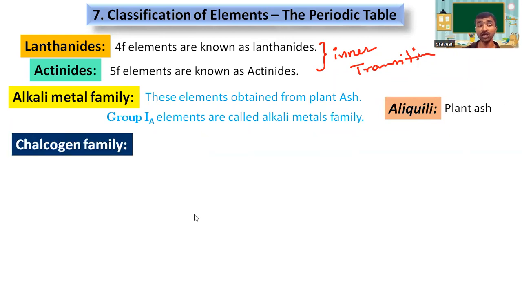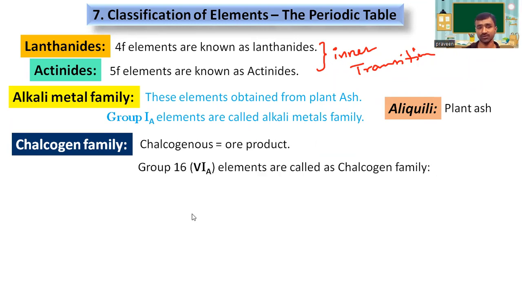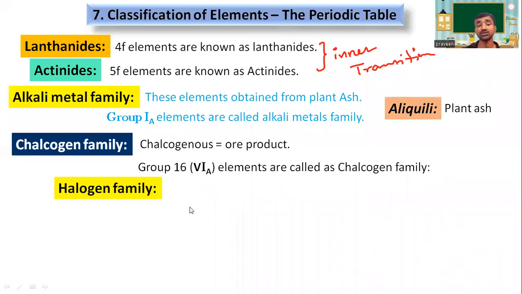Next, the chalcogen family. Here chalco means ore, right? Genus means produced, chalcogenous. The 16th group elements are called the chalcogen family. The 6A or 16th group elements are called chalcogens.